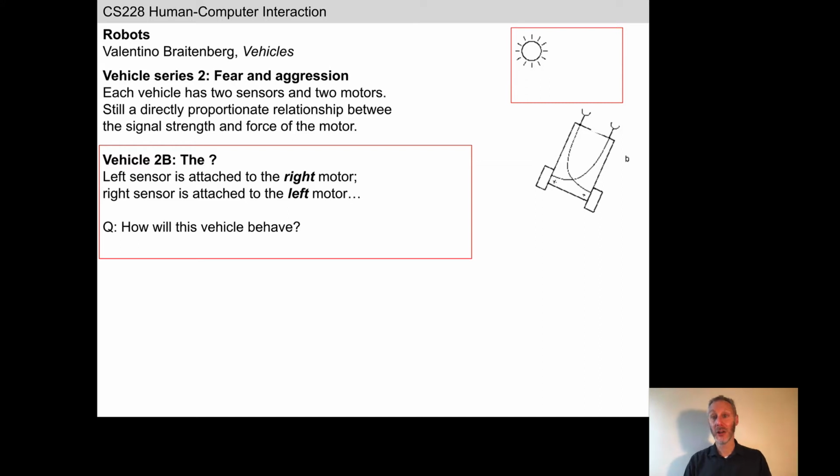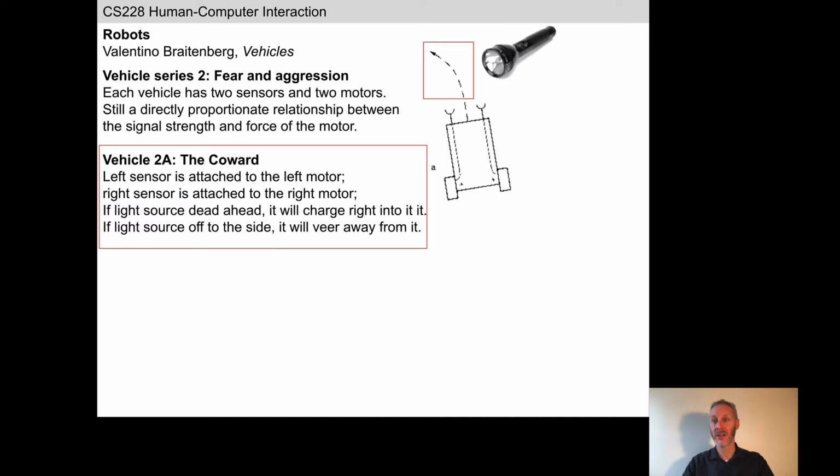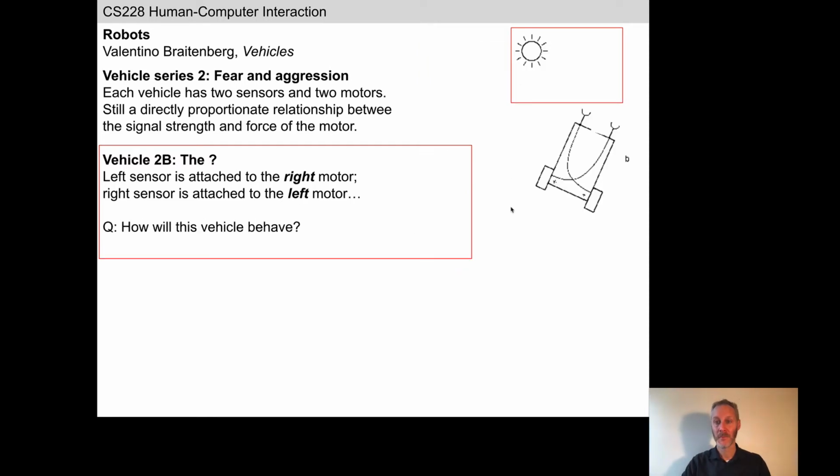Let's have a look at vehicle 2B, which is exactly the same. We have two photo sensors, or two light sensors, on the front, two motors at the back, and we now have contralaterally connected sensors. Contra meaning across and lateral meaning side. So as you can see, we have crossed connections here. In vehicle 2A, what we actually have is known as ipsilateral connection. So ipsi, same side. Okay.